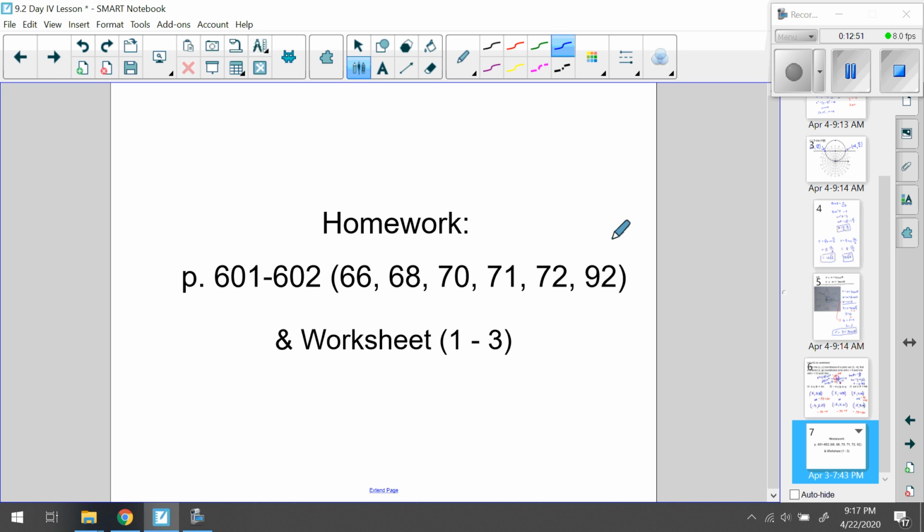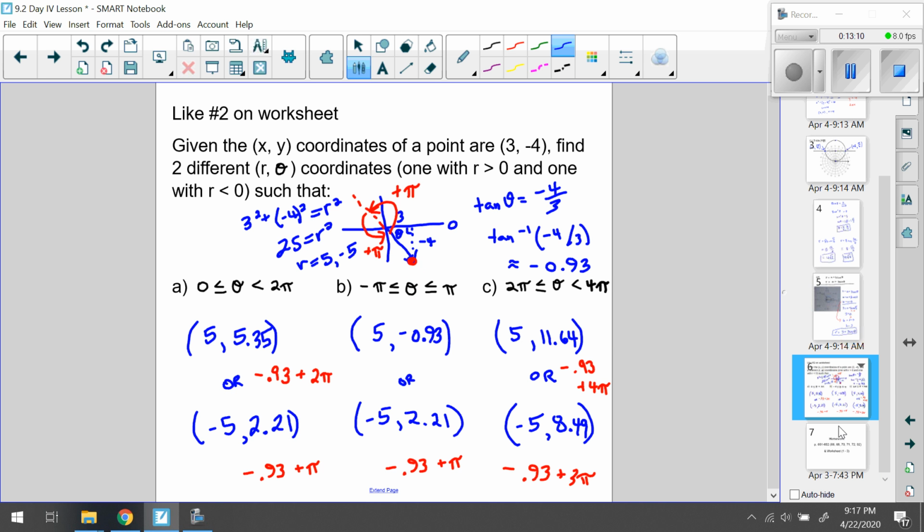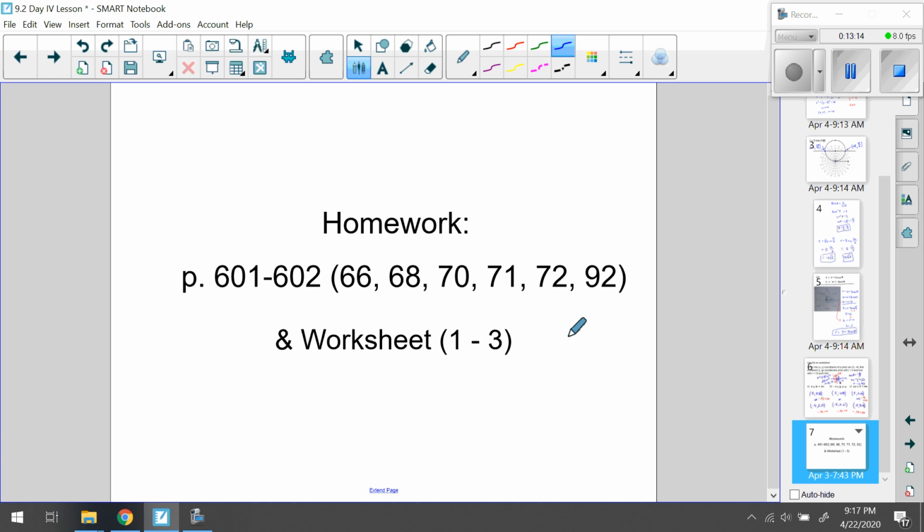And then 92 is kind of a standalone question where it has you think about what it means to be a function and whether our definition of function for rectangular coordinates holds up for polar coordinates. So I'll let you think about that one. And then on the worksheet, number 2, of course, is the one similar to this. Number 3 is a really good question. It's probably the most challenging one.